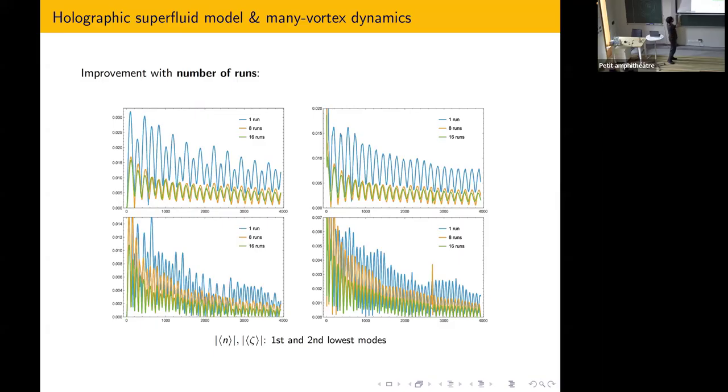how much better the simulation becomes with increasing the number of runs. For example, you can see that with one run, the absolute value just oscillates very widely, but with more and more runs, it becomes better behaved. But even with 8 runs, you can see that there are certain non-monotonicities in the absolute value which disappear for enough simulations. Okay.